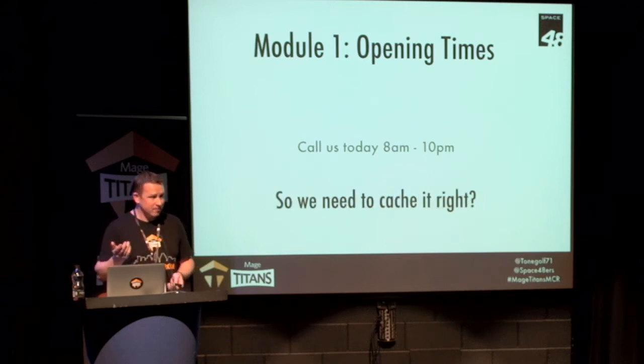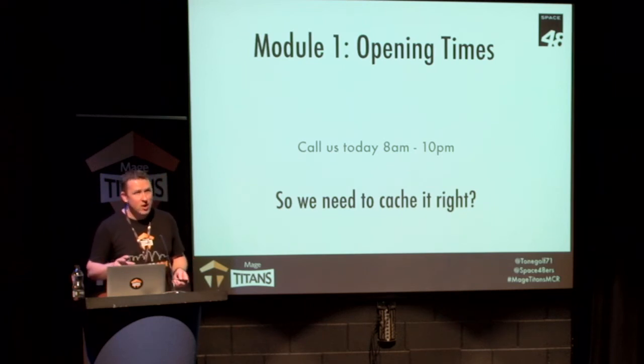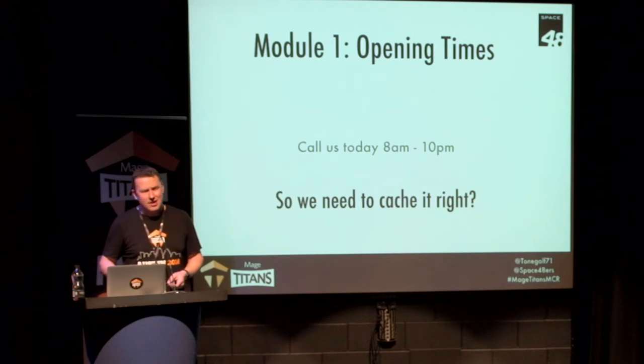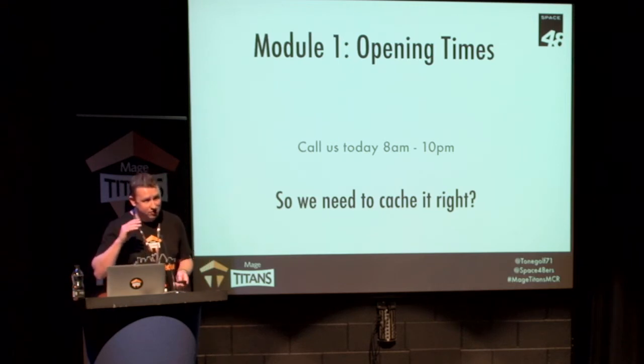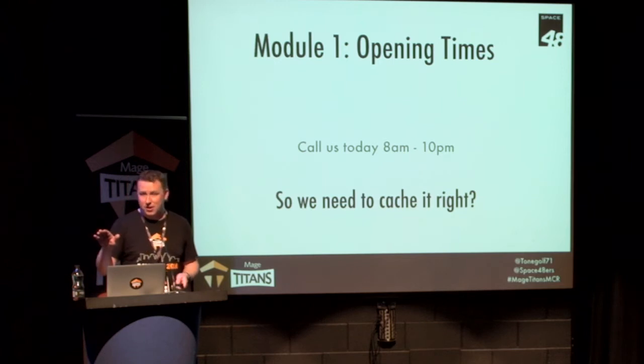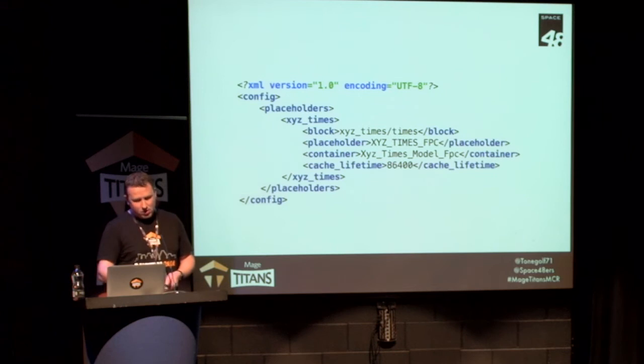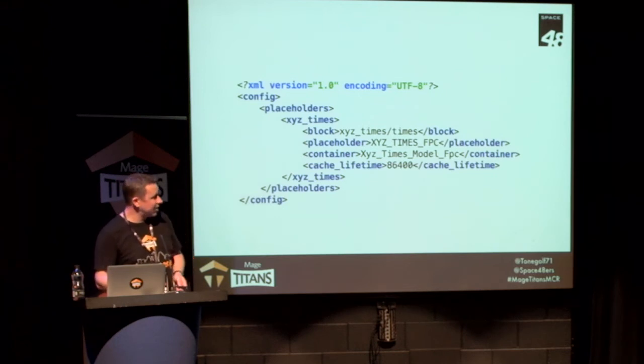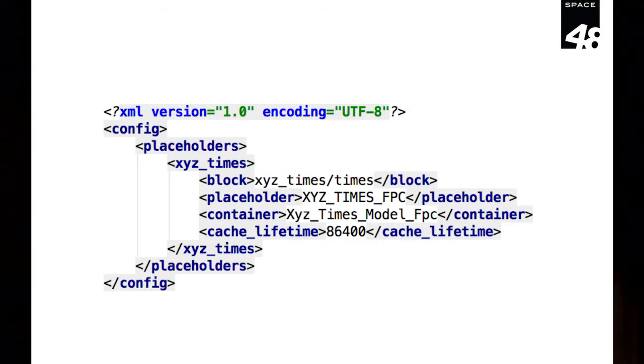So we need to cache it, but it still needs to be refreshed at some point. So there are 2 ways that we can invalidate this content. It can either occur based on an action that occurs in the system, like a save or some other action, which will send cache tags through to be flushed to the cache backend, or it could time out. So the cache lifetime for a container is defined in the XML for the container. As we can see here, it's cached for a day in seconds.